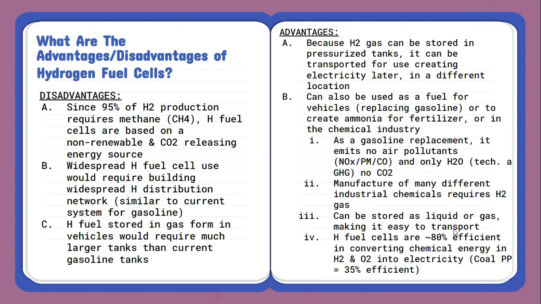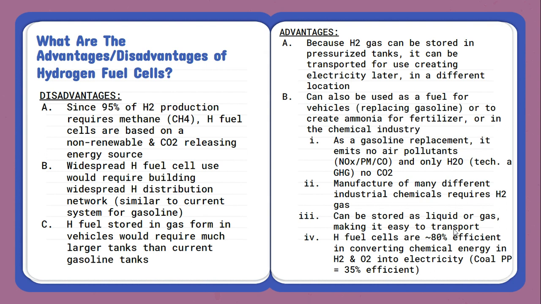So hydrogen gas can be stored in pressurized tanks. It can be stored as a liquid or a gas, so it can be easily transported to different types of areas. We can use it as a replacement for gasoline in our vehicles for transportation. We can actually use the hydrogen gas that's isolated to create ammonia for synthetic fertilizers. Oftentimes in the chemical industry, hydrogen gas is used in a lot of manufacturing products, so we can use that harnessed hydrogen gas for that purpose as well.